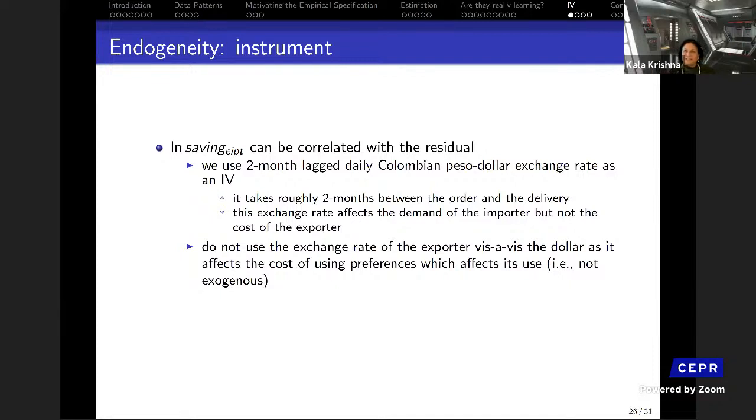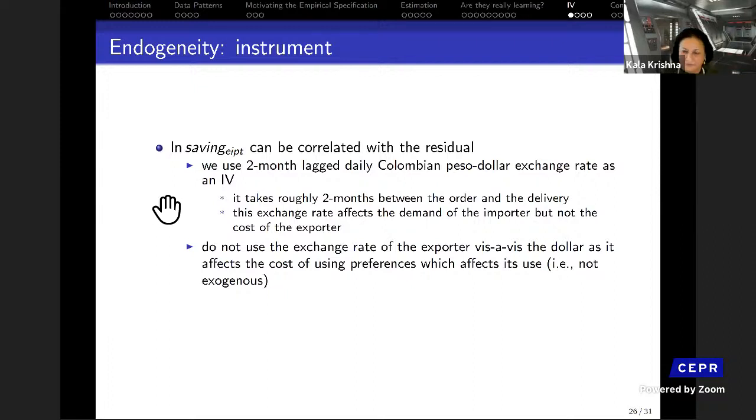Julia's question very clearly showed why. So what do we do? Now, here finding an instrument was very hard because our data is at the transaction level. So the instrument should also be varying at the same frequency. So the only instrument that we could think of that would make sense would be the exchange rate.